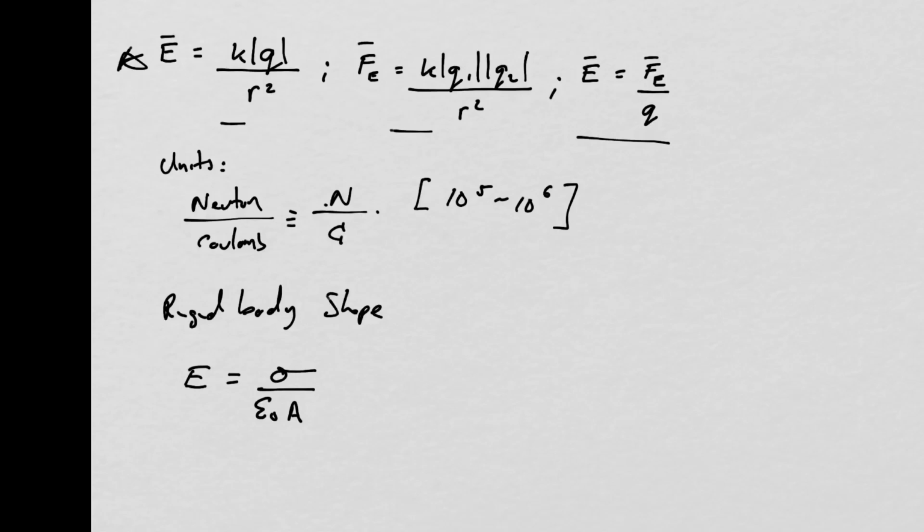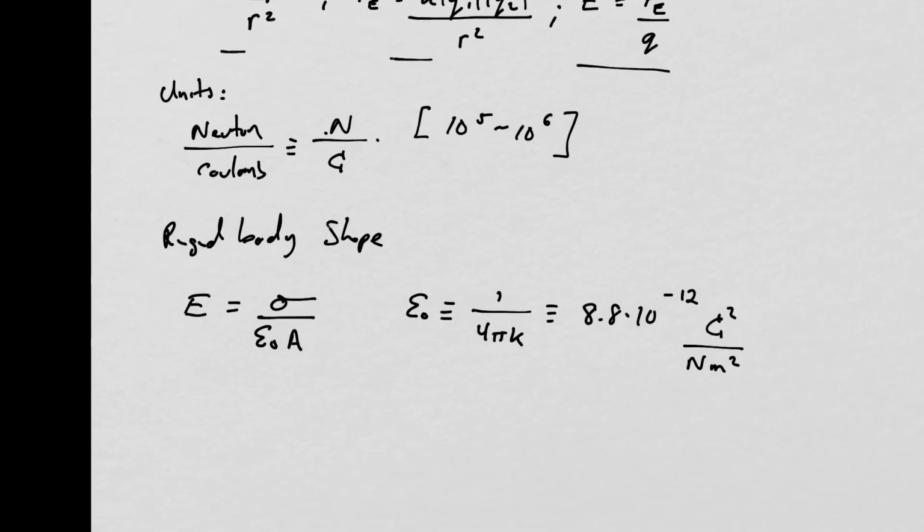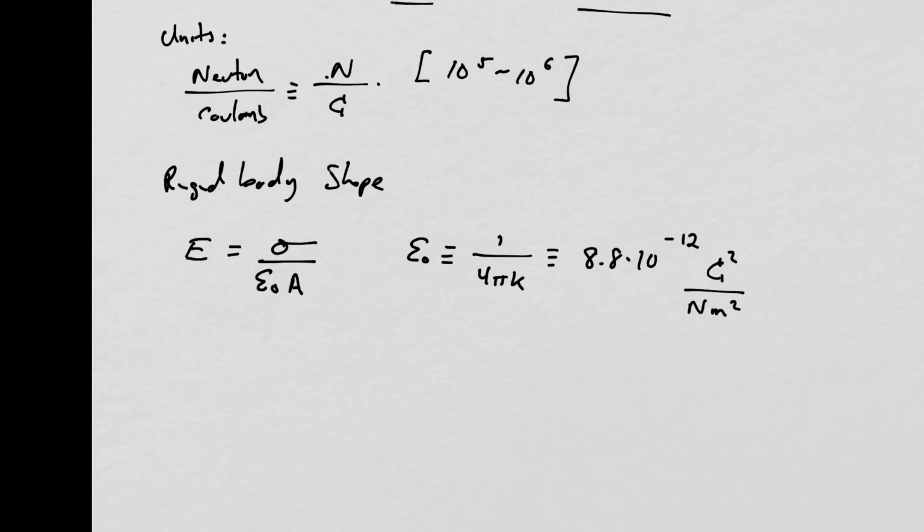Now let's make sure that we know what these things are. Epsilon 0 we've already seen before in class together, right? This was our different way of writing the electrostatic constant K, which I remind you is 8.8 times 10 to the negative 12th coulombs squared per Newton meters squared. Okay, remember that was called the permittivity of free space.